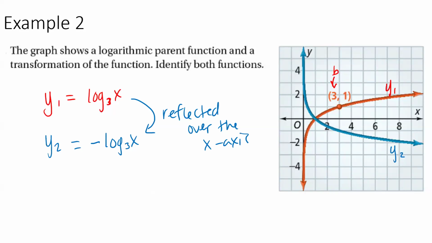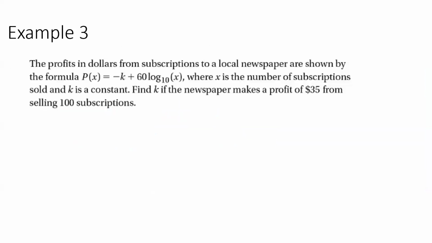All right. Next is moving on to word problems. Okay, it's actually not that bad. The profits in dollars from subscription to a local newspaper are shown by the formula P of X equals negative K plus 60 log base 10 of X, where X is the number of subscriptions sold and K is a constant. Find K if the newspaper makes a profit of $35 from selling 100 subscriptions.